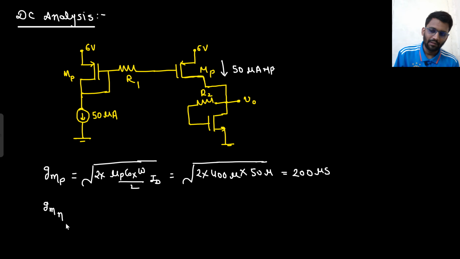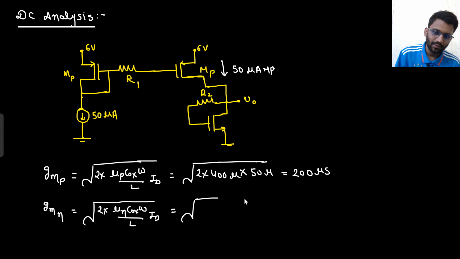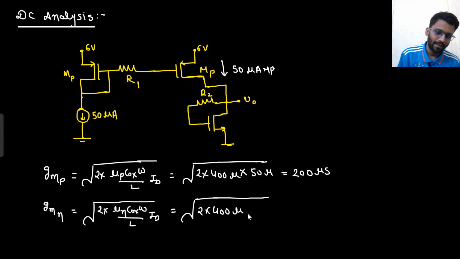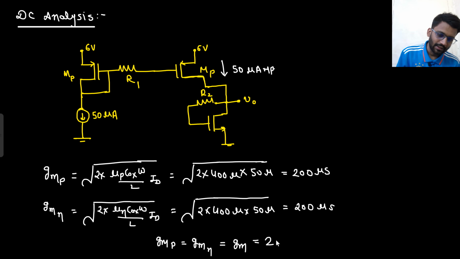What about GMN? That would be root 2 into mu n Cox W by L ID. That would be equals to root 2 into, what is mu n Cox W by L? Mu n Cox W by L is 400 micro into ID. What is ID? 50 micro. That would also be 200 micro. Right. So GMP and GMN, both values are same only. GMP is equals to GMN, and I can call it equals to Gm, that is equals to 200 micro Siemens.